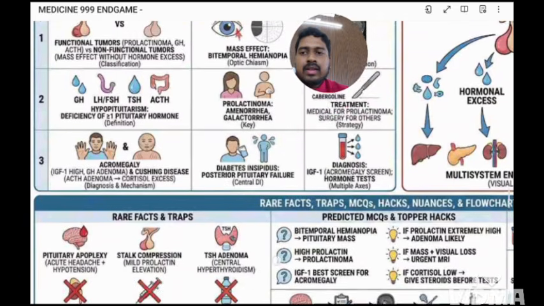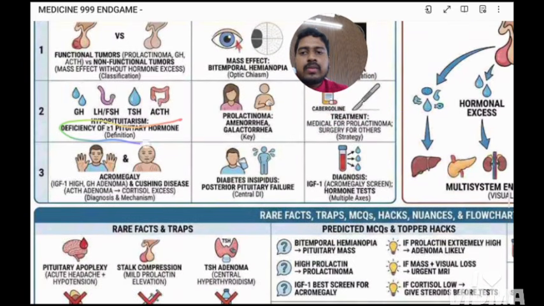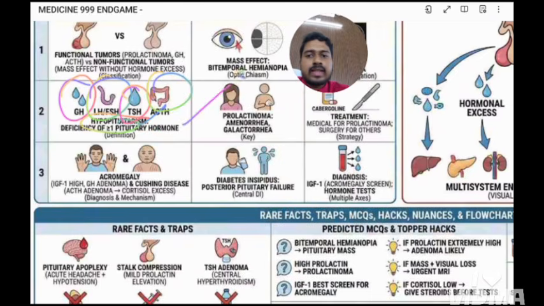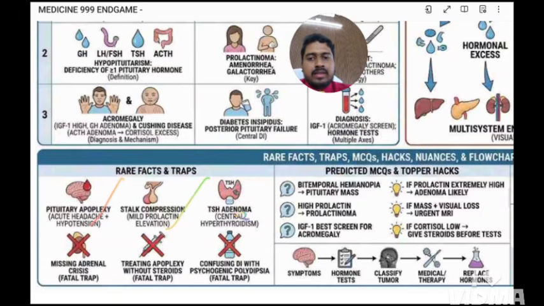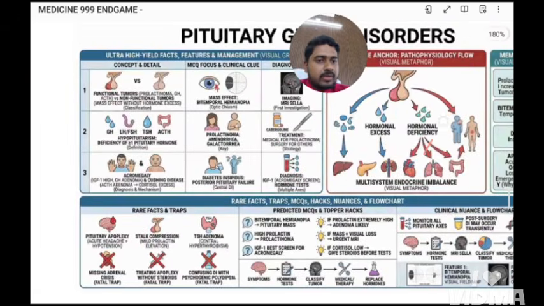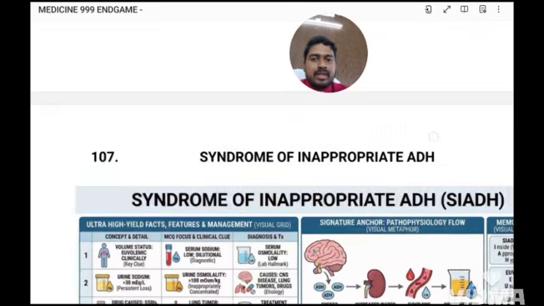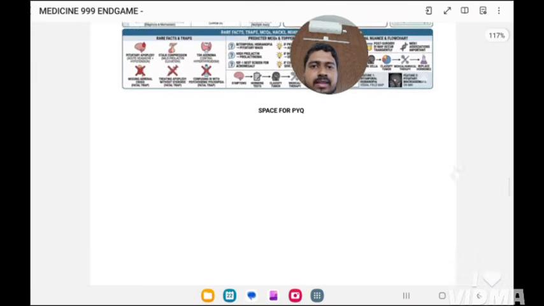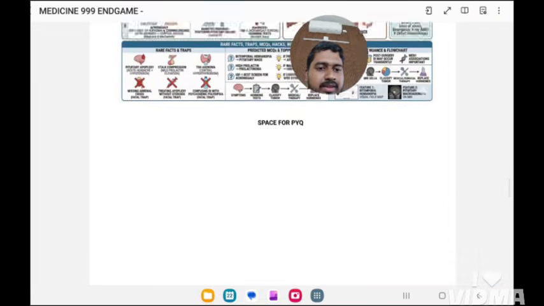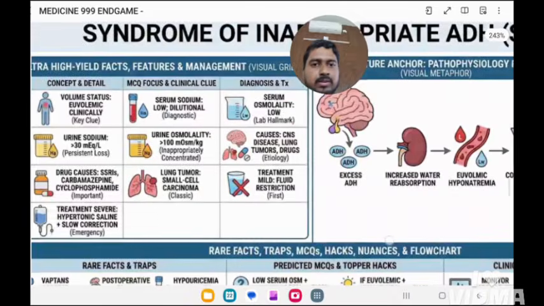Now, deficiency of one or more pituitary hormones is the definition of hypopituitarism. So either it should be GH, LH, FSH, TSH, or ACTH, any one of these hormone failures. Pituitary apoplexy I have explained, stalk compression, all this I have explained. I shouldn't go again into this detail. Next topic is SIADH. We just recently saw the pituitary deficiencies, hypopituitarism.